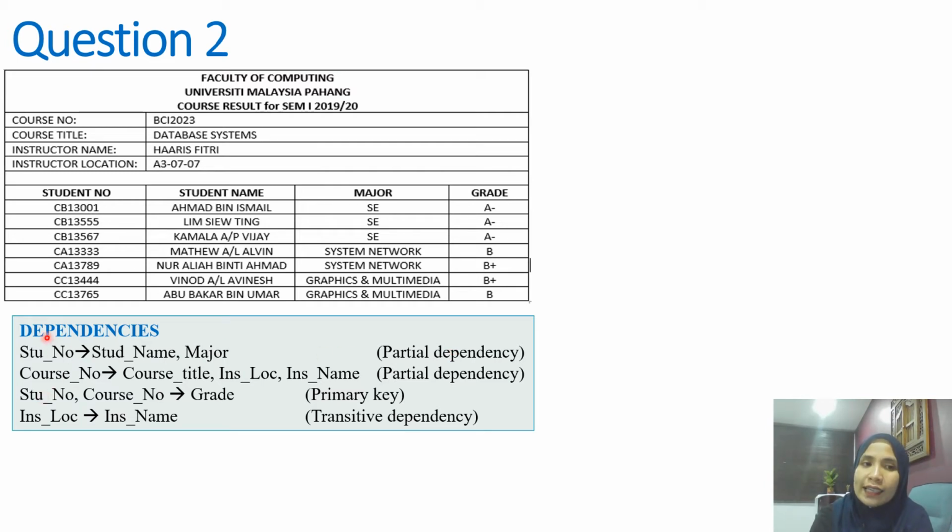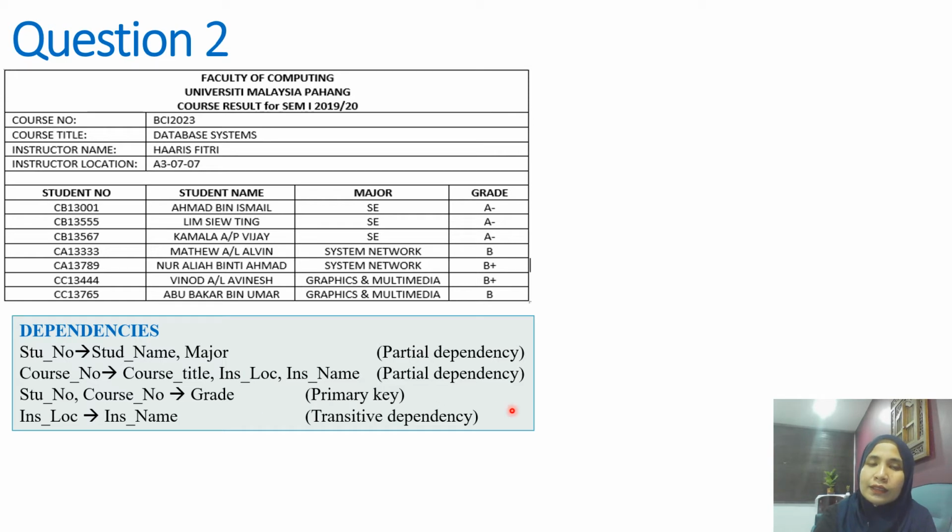Then from these partial dependencies, we come up with a full functional dependency, which is the combination of these primary keys, student number and course number, and the attribute dependent on these two primary keys, or composite key, is grade. We know that to know the grade, we need to know who this grade belongs to, the student, and which course this grade belongs to. So with the combination of student number and course number, we will know the grade.